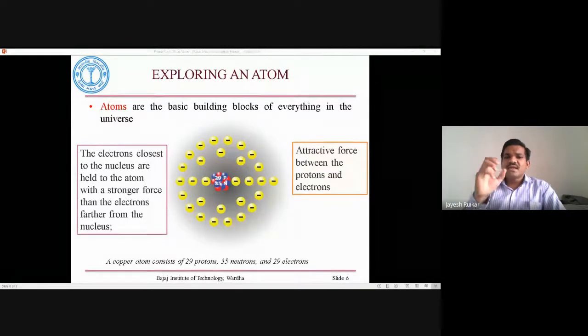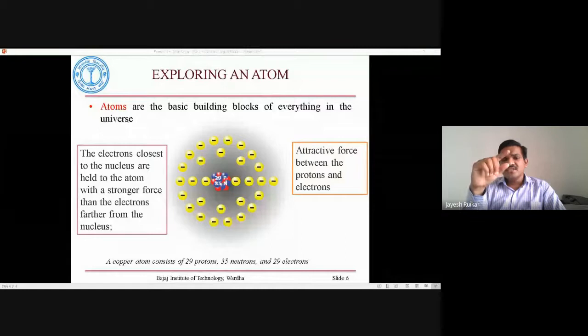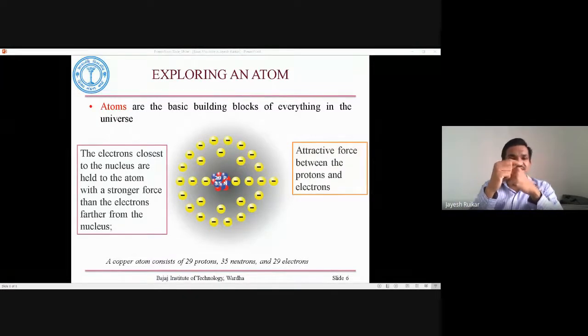So what happens under normal conditions? You can see protons and neutrons inside the nucleus, and electrons outside the nucleus, in a circular shape that you have already seen in your previous years of study. That is the orbital structure.